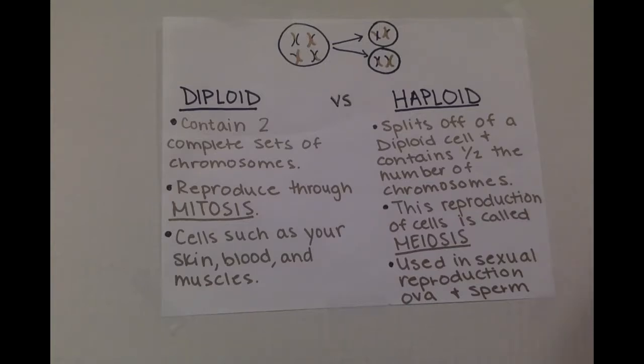Diploid cells reproduce through mitosis, whereas haploid cells reproduce through meiosis. Diploid cells can be found in cells such as your skin, blood, and muscles, whereas meiosis cells are used in sexual reproduction, such as the ova and the sperm.